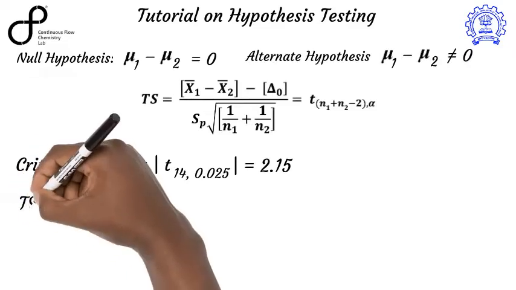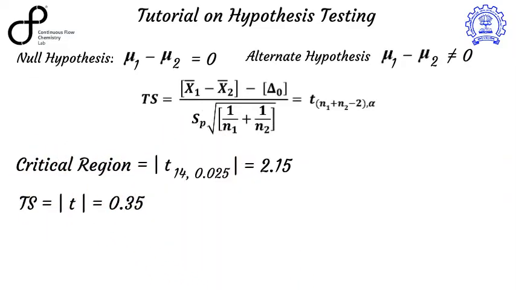Now, we can calculate the absolute value of our test statistic, and it comes out to be 0.35. Since this is not in the critical region, the null hypothesis is accepted.